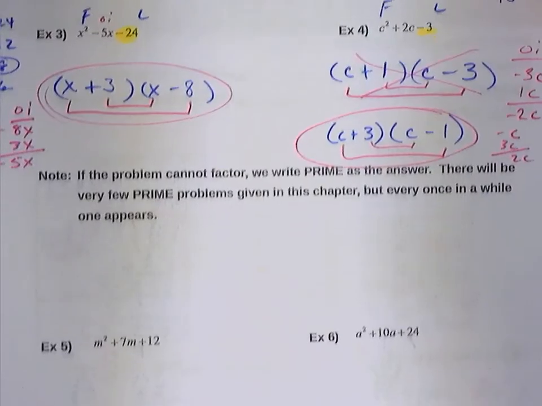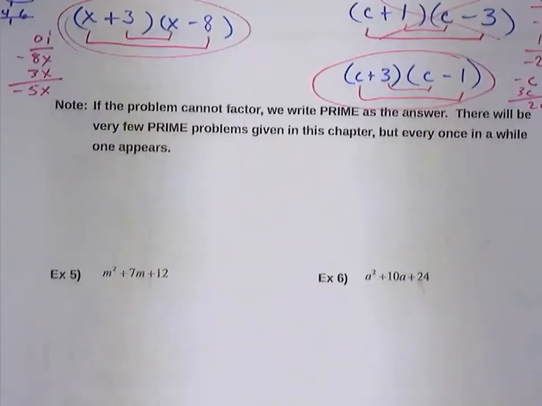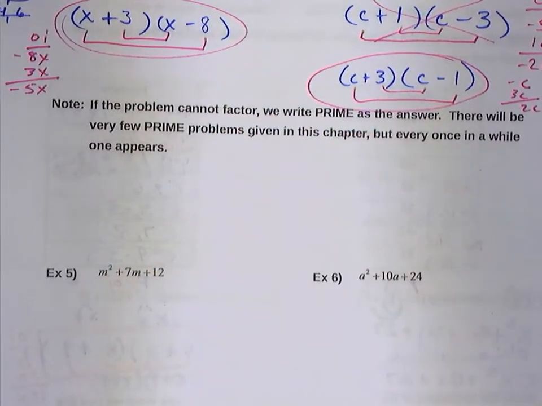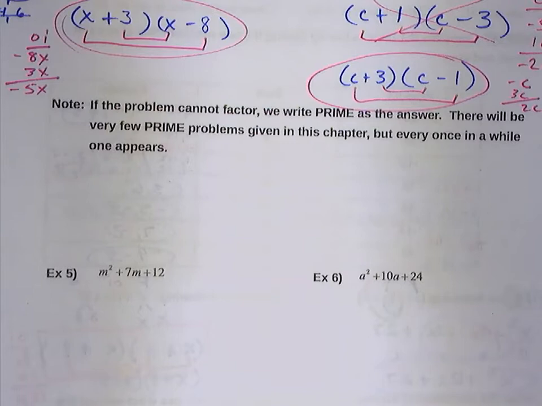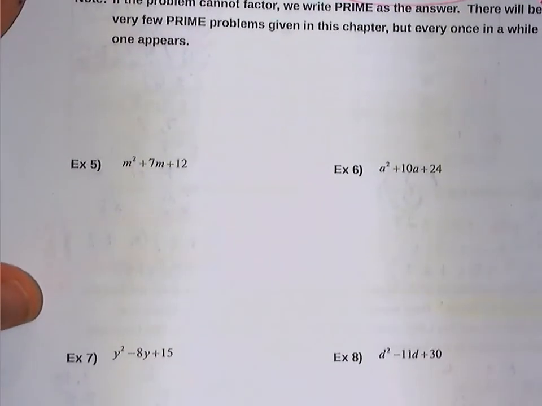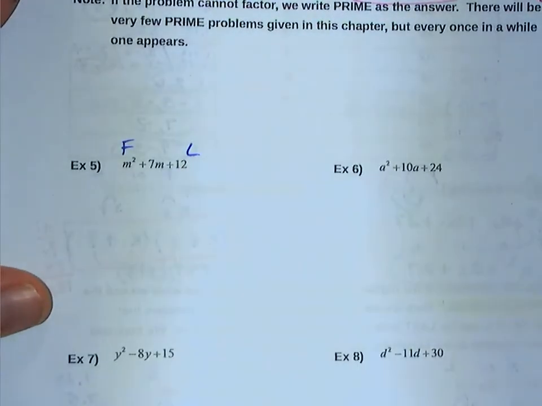All right, why don't you guys take a look at 5 and 6. See if you can do 5 and 6. Note it says if the problem cannot be factored, we write prime as the answer. Like 7 is a prime number. We can't break it down other than 1 and itself. So every once in a while you might find where you can't find factors of something, but that doesn't happen very often. So try 5 and 6 real quick. Again, find factors of your outsides that add up to the inside.